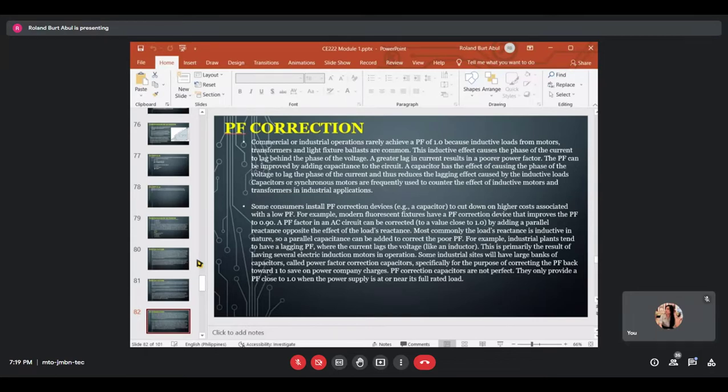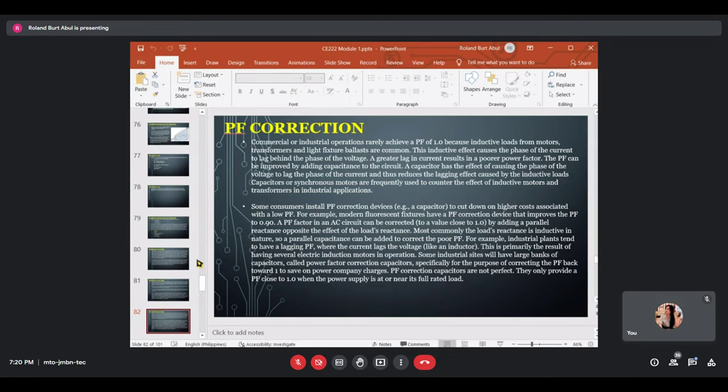The PF is an important consideration in the design of an AC circuit or system because when PF is less than 1, the circuit's wiring has to carry more current than would be necessary to deliver the same amount of real power. Power companies supply customers with apparent power, measured in volt amperes, but charge them for real power, expressed in watts consumed.